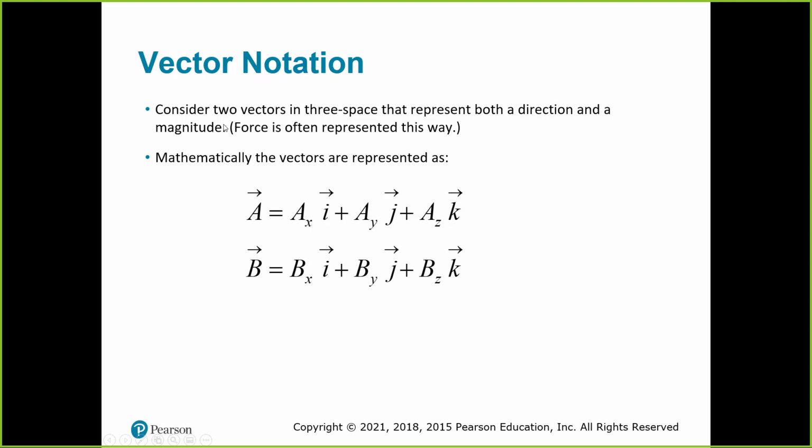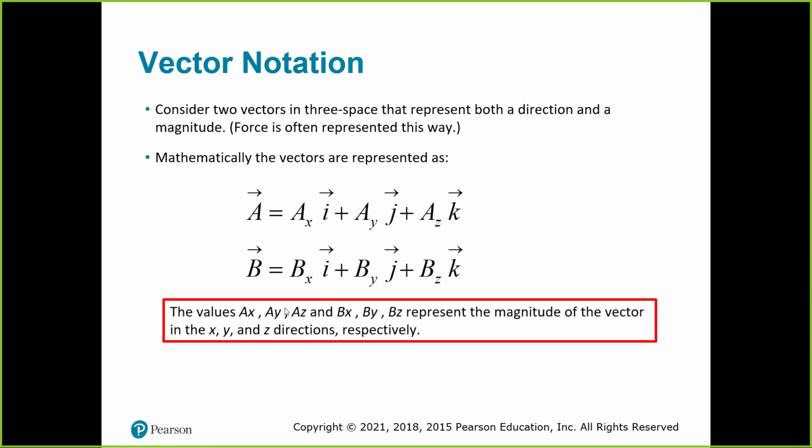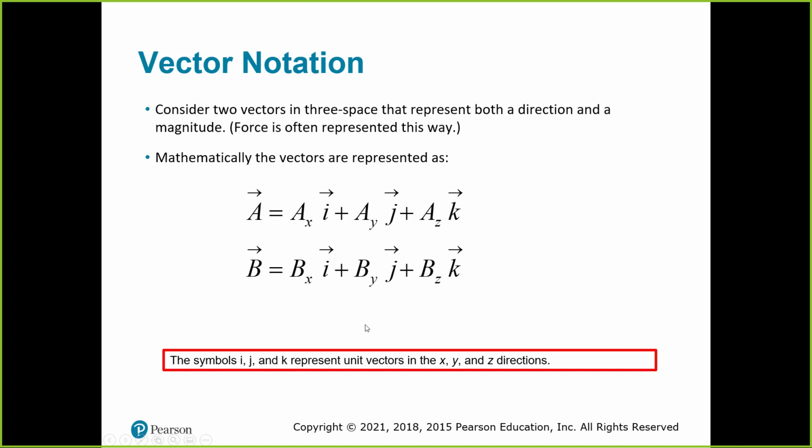Vector notation. So here are two vectors. This is the magnitude in the x direction. This is the magnitude in the y direction. This is the magnitude in the z direction, and these just indicate that they are vectors. See, ax, ay, bz represent the magnitude of the vector in the directions. The symbols i, j, k represent the unit vectors.